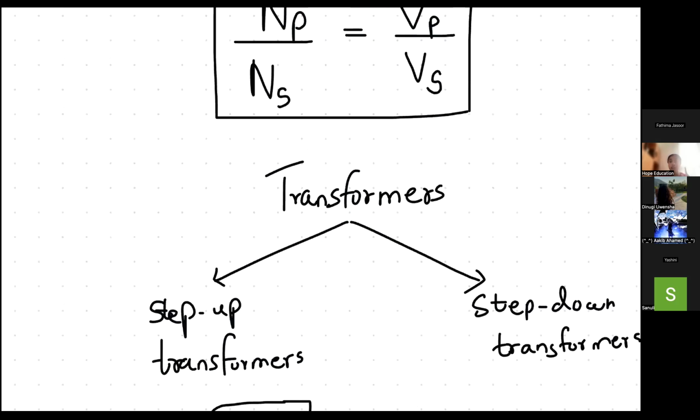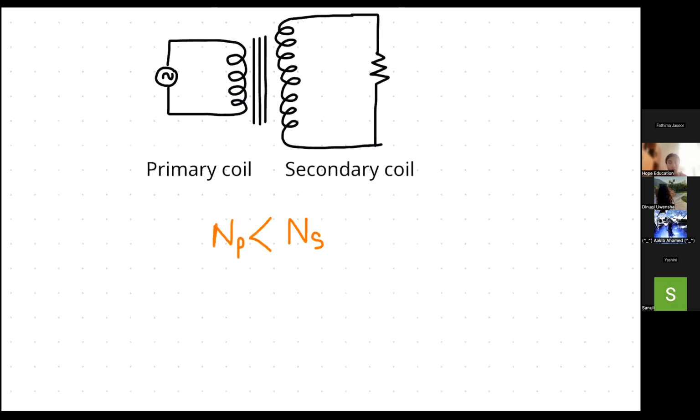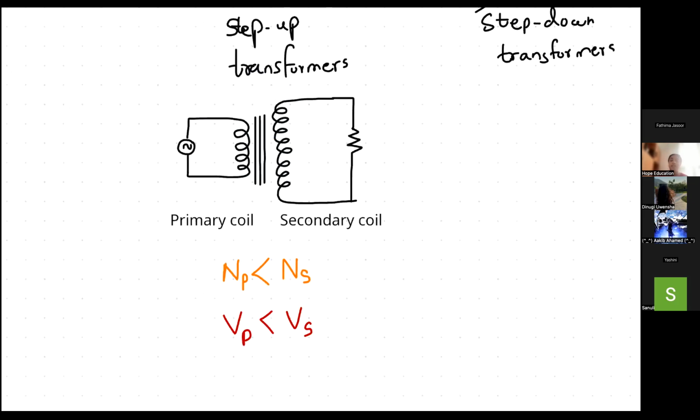So, if the number of turns in the secondary coil is greater than the number of turns in the primary coil, the voltage will also be the same. The voltage of the secondary coil will be larger or higher than the voltage of the primary coil. Therefore, children, we use a step-up transformer to increase the voltage.